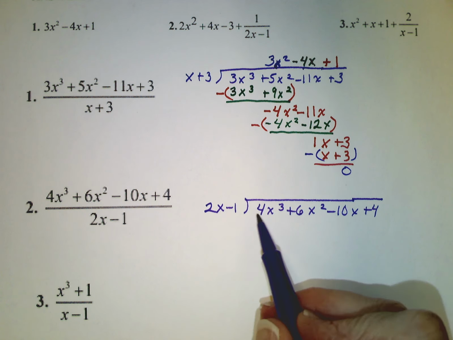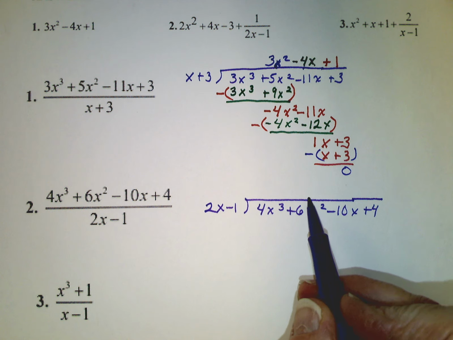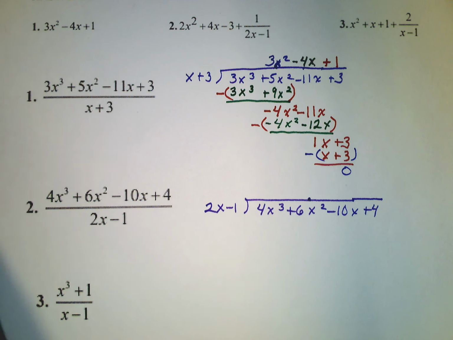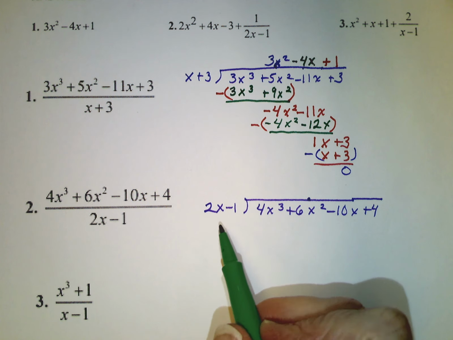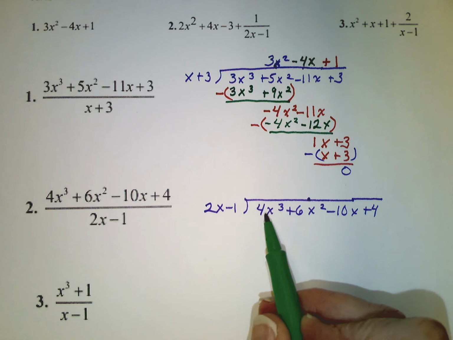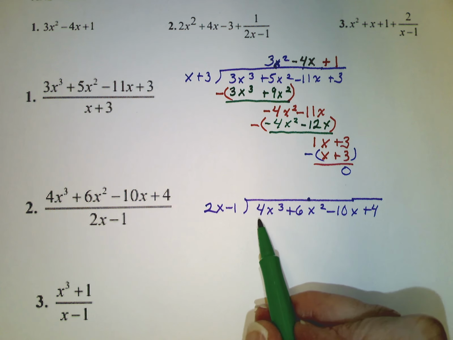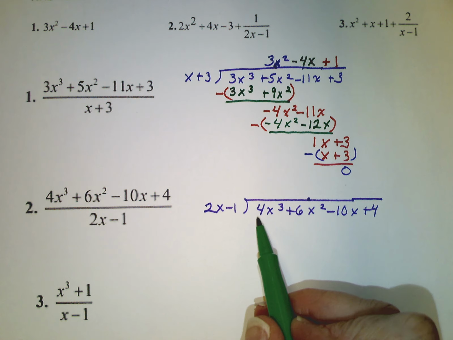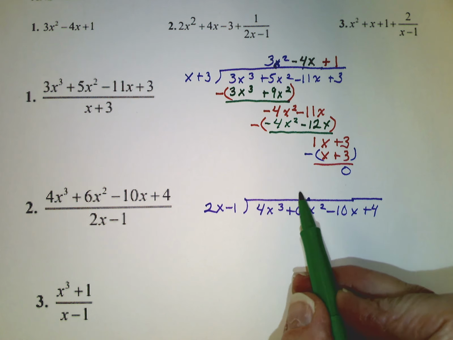So we have two terms. We're going to divide into these two terms. First answer is going to go over the 6x squared. And to find out how to start, we're going to divide 2x, the first term here, into the first term here. So we would need another 2x squared.